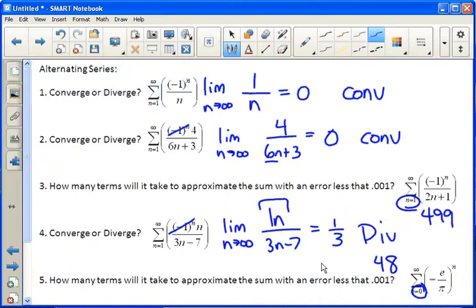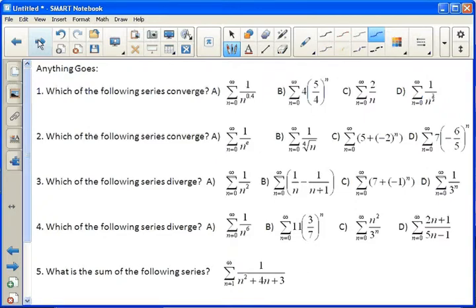Okay, finally, the anything goes section. Number 1 says, which of the following series converge? Well, this first one, A, is a p-series. The power is less than 1, so that diverges. B is geometric. The r right here is greater than 1, so that also diverges. C is another p-series where the power is 1, so that diverges.